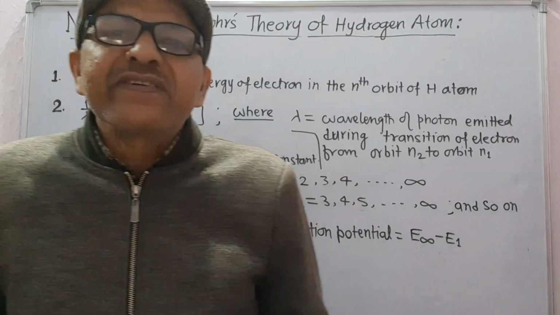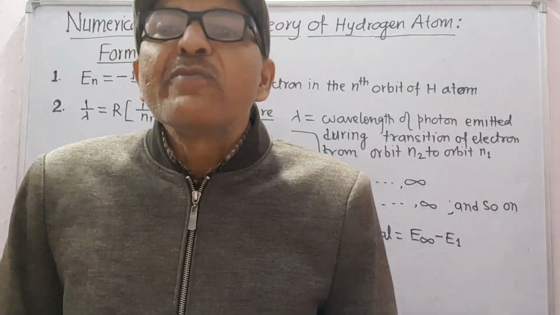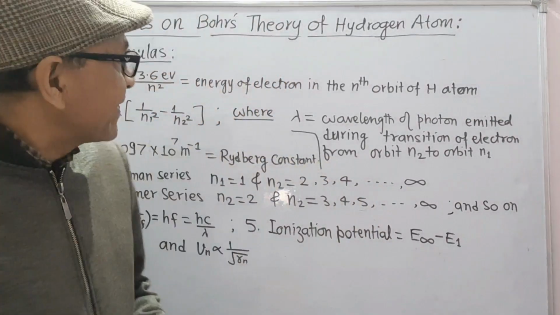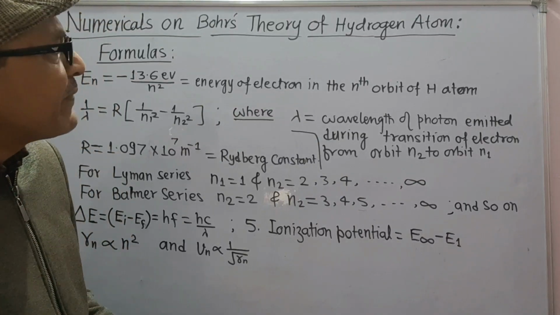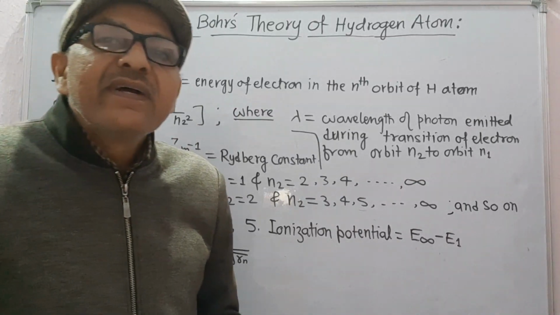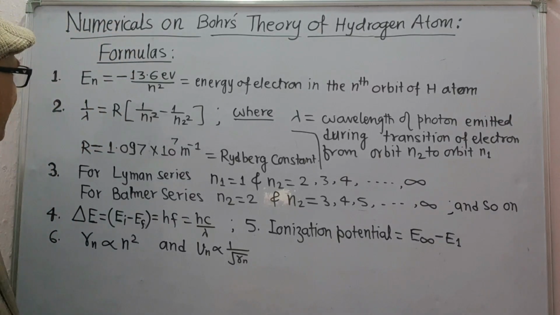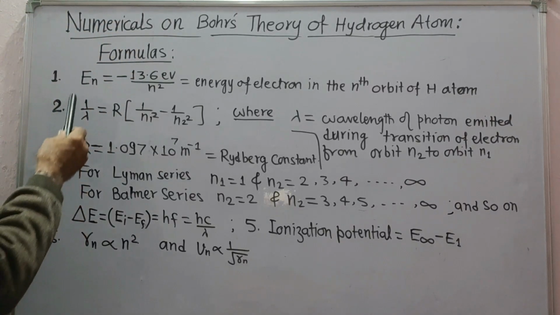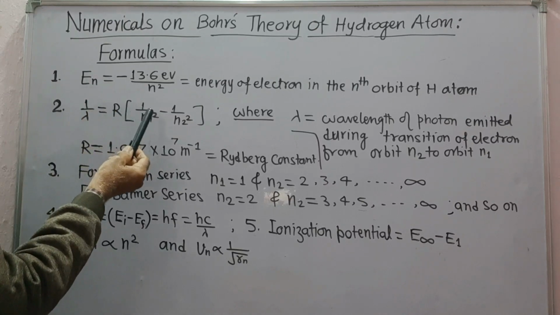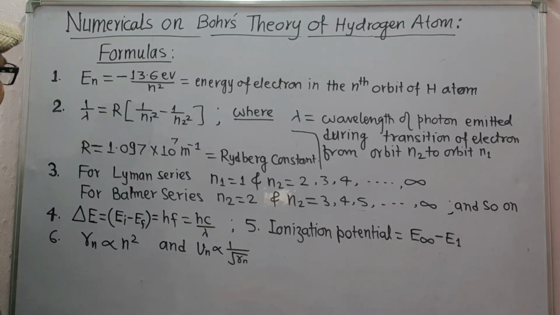Hello dear students, let us solve some numerical problems related to Bohr's theory of hydrogen atom. At first, let us review the related formulas. Energy of electron in nth orbit of hydrogen atom is given by En is equal to minus 13.6 electron volt upon n square.